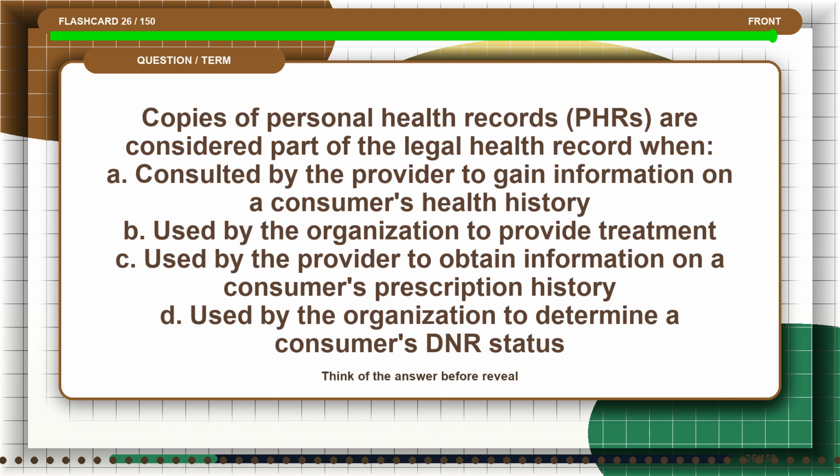Flashcard 26. Copies of personal health records (PHRs) are considered part of the legal health record when A. consulted by the provider to gain information on a consumer's health history, B. used by the organization to provide treatment, C. used by the provider to obtain information on the consumer's prescription history, D. used by the organization to determine a consumer's DNR status. Think of the answer before the reveal.